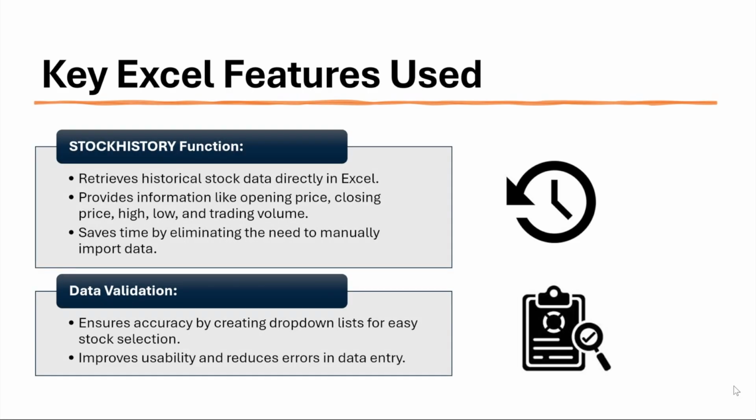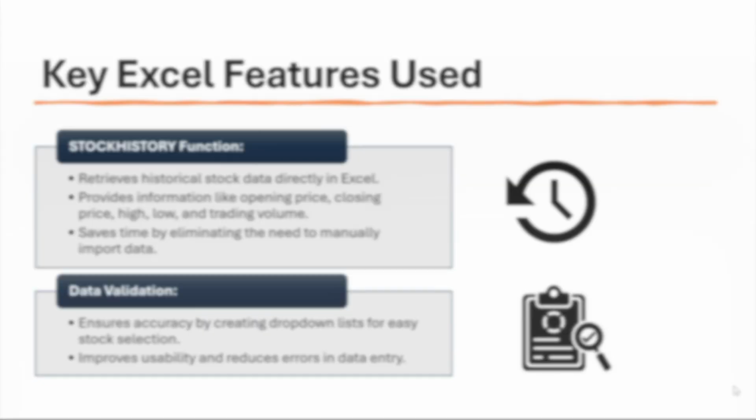Let's now discuss the key Excel features that power this portfolio tracker. The first one is Stock History function. This function pulls historical stock data directly into Excel. You can retrieve details like opening price, closing price, highs, lows, and trading volumes, saving time compared to manual data imports. The second one is Data Validation. With data validation, you can create drop-down lists for stock selection, ensuring accuracy and reducing data entry errors. Together, these features make the tracker not only efficient but also really user-friendly.